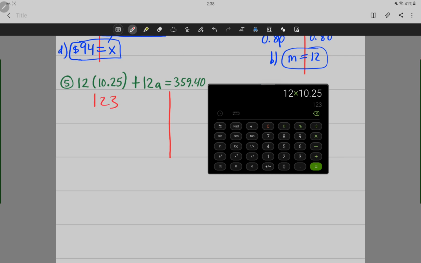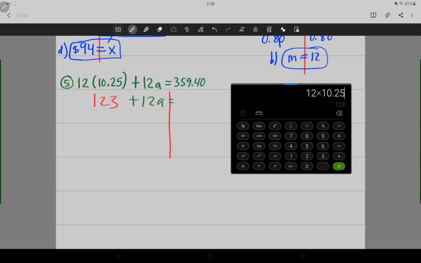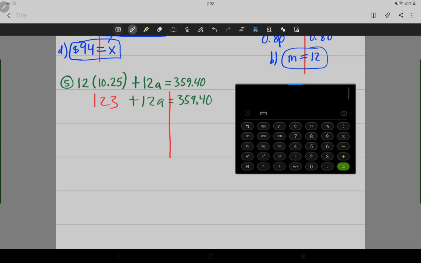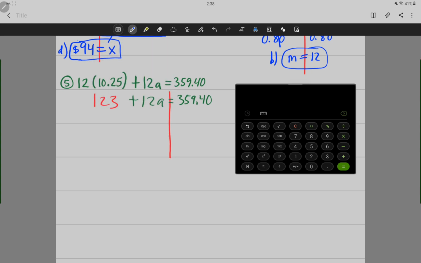So 1, 2, 3. Then bring down our other terms we haven't used yet. So plus 12a equals $359.40. And we want to get a by itself. However, we do see the positive 123. So its inverse, opposite of positive, is negative. Let's do that to both sides. Also be careful, make sure you're lining up the whole number with the whole number, like how I did here.